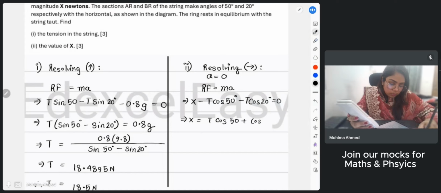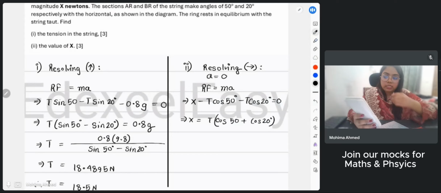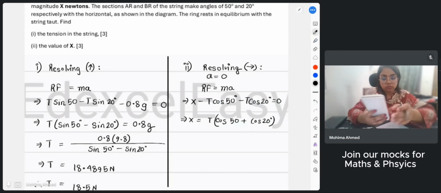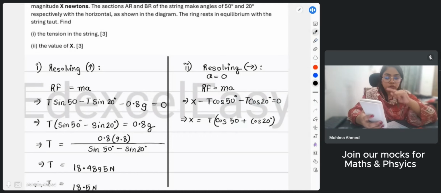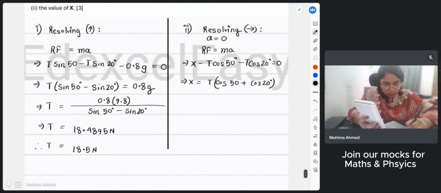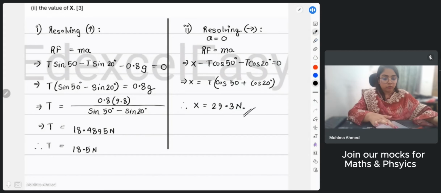the value for your T was 18.5 or approximately like that, right? So I'm just going to multiply that cos 50 and cos 20 with that 18.5 value. So it's just going to be this multiplied with cos 50 plus cos 20, and you approximately get 29.259 something. So I'm just going to write the value for x as 29.3 Newton. Right, this is the final value for your x with which that ring was held in equilibrium.